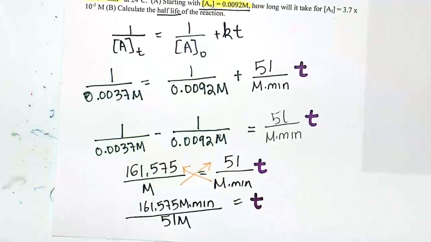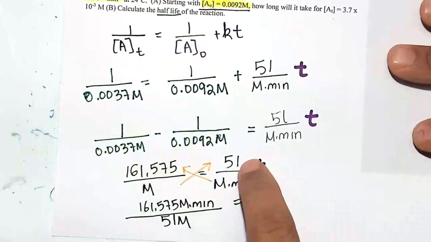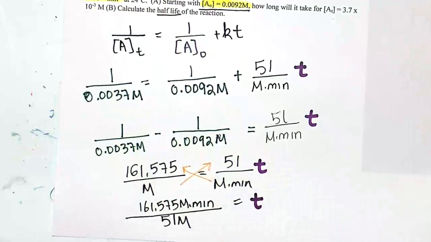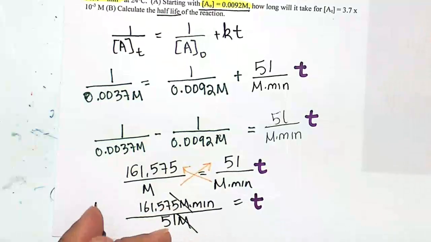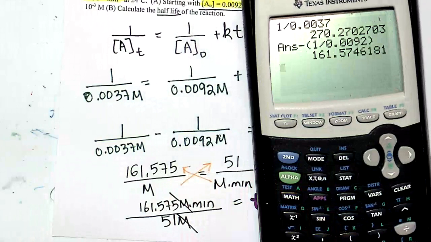Almost forgot this for a second here. Okay, this and that. Or divide by 51. All right, the big M molar cancels. We are left with minutes. What is 161.575 divided by 51?